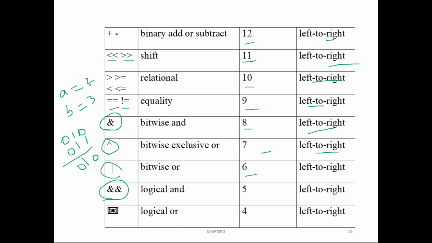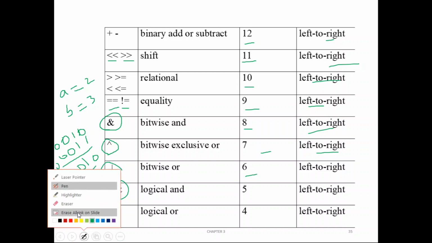So if you perform bitwise AND on 2 and 3, actually an integer is 4 bytes, that is 32 bits. All the remaining bits are also zeros, so let us not bother about that. 0 and 0 will be 0. Finally the result is 2. Whereas logical AND is used to compare two things.